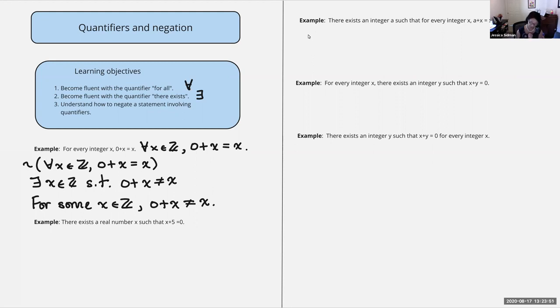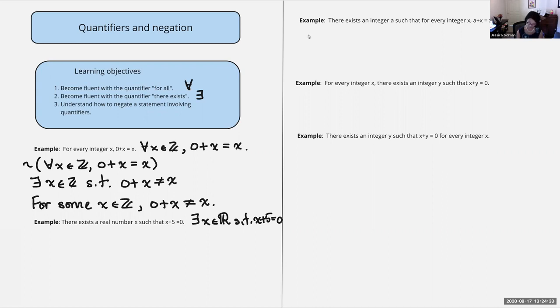Okay, so let's look at another example. Here we have an example that uses the there exists construct. There exists a real number x such that x plus 5 is 0. You can rewrite that in logical notation: there exists an x in R such that x plus 5 equals 0. Okay, is this true or false? It's true, right? Because the number x such that x plus 5 is 0 is negative 5. So this is a true statement, just like the other one was true.